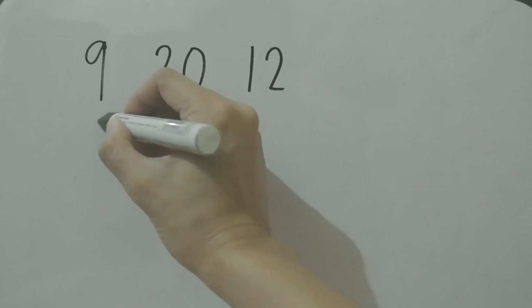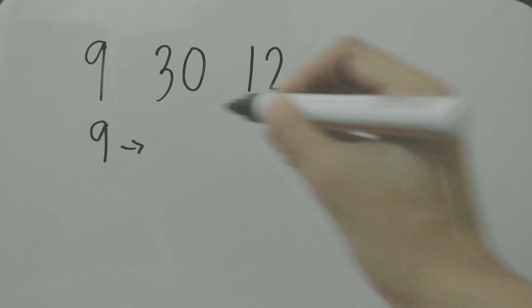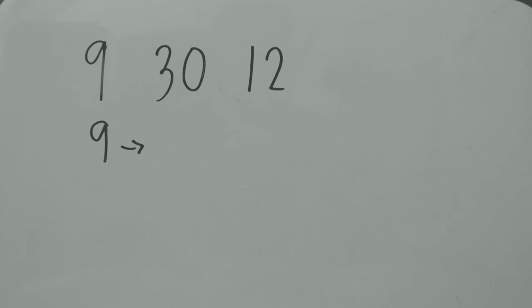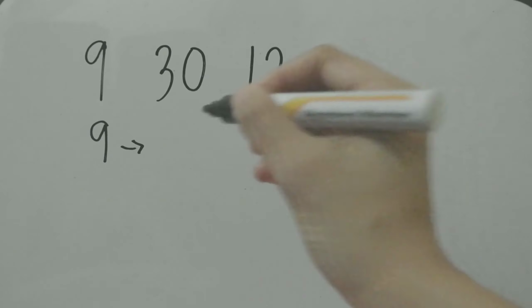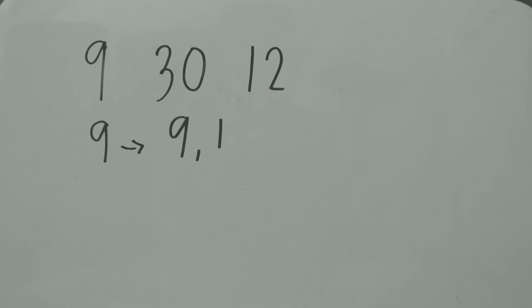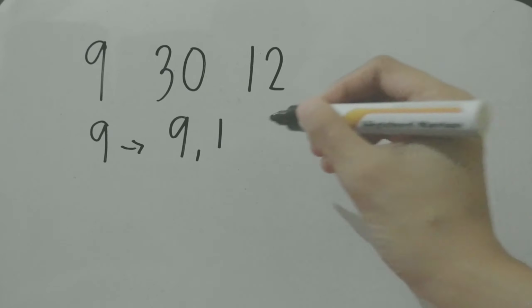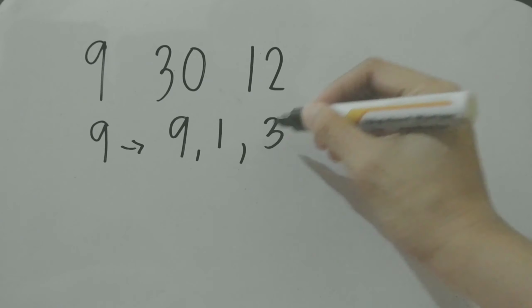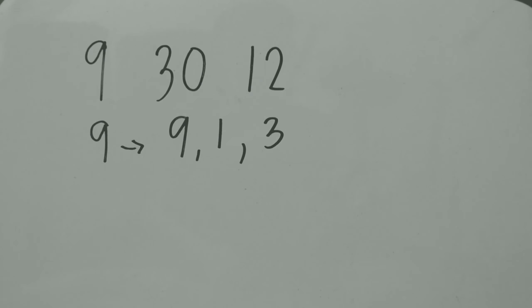So let's start with listing the factors of 9. What are the numbers that if we multiply together, the answer would be 9? We have 9 and 1, since 9 times 1 equals 9, and also 3 times 3. So we're just going to write 1, 3. So the factors of 9 are 9, 1, and 3.